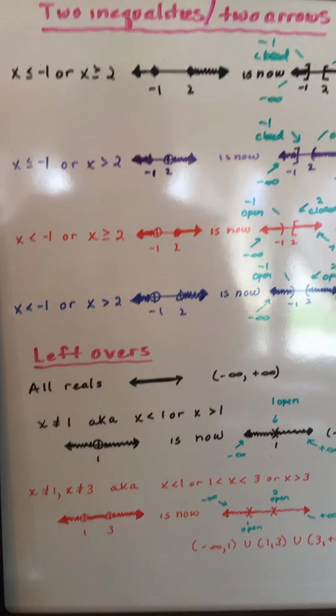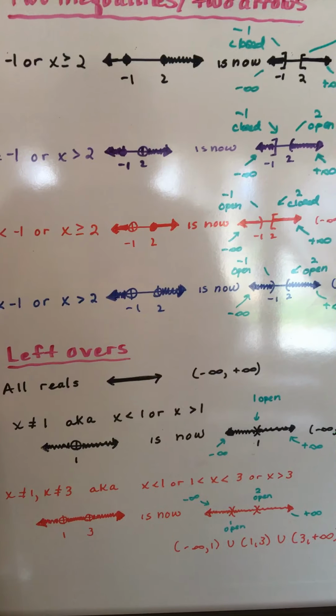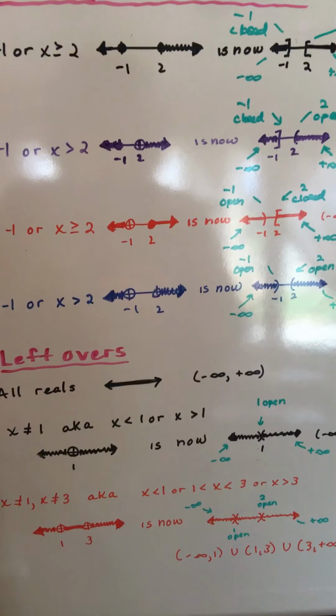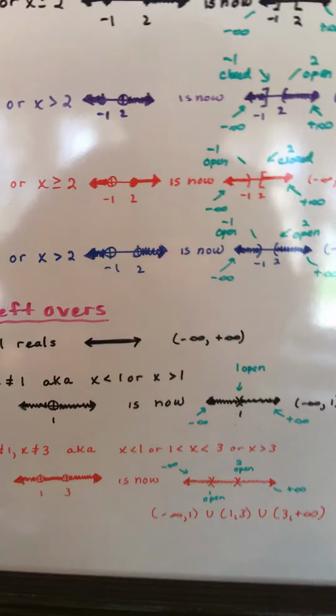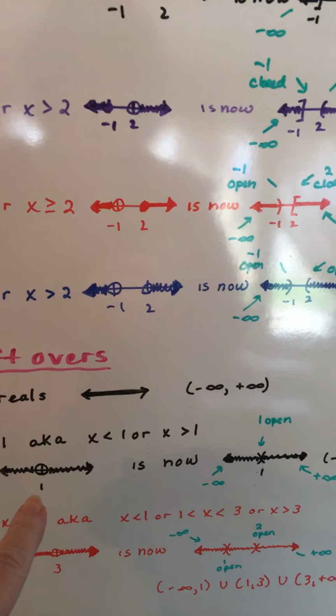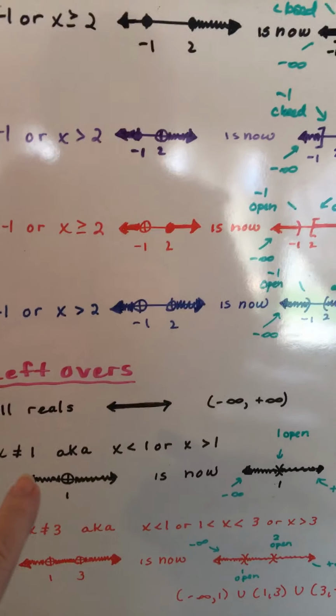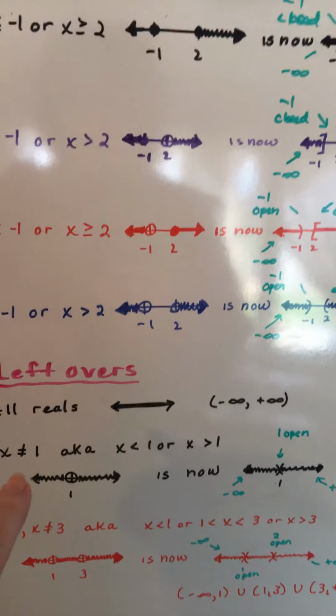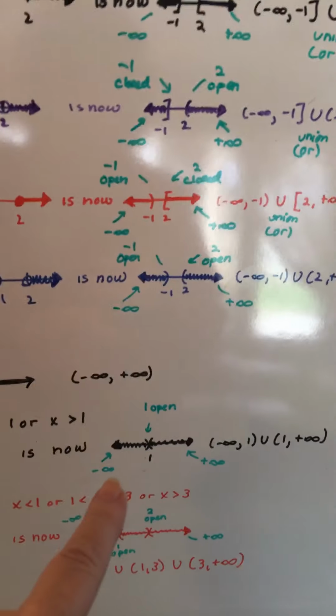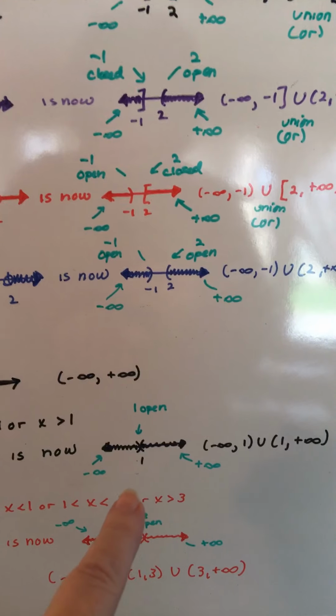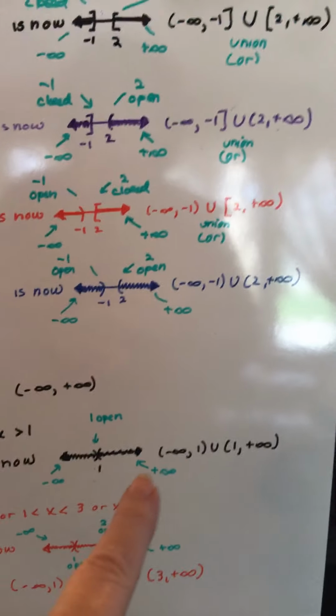What happens if I say I just don't have the number 1, also known as less than 1 or greater than 1? This is what the picture would look like. With parentheses, it would look like this. Sadly, in interval notation, it's going to look more like this because you're going to do -infinity to 1, both open, 1 to +infinity, both open.